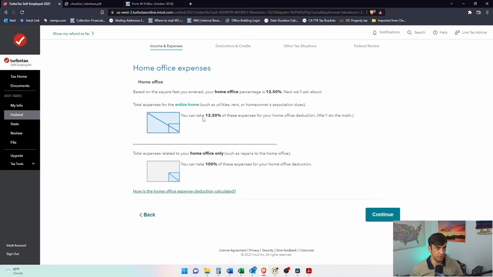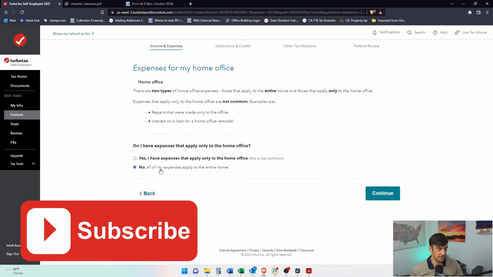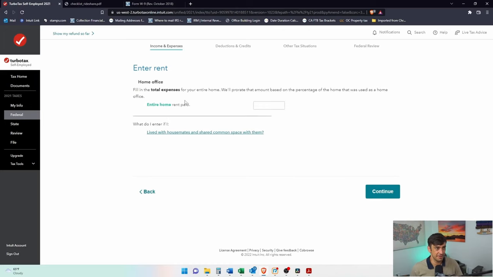Square footage, we know, we just did that, 12.5%. Okay, expenses for my home office. If you have expenses that only apply to the home office, like let's say you just painted that area of the house or whatever it is, something like that, it's not usually common that we have those.